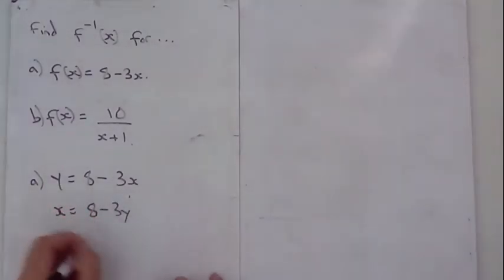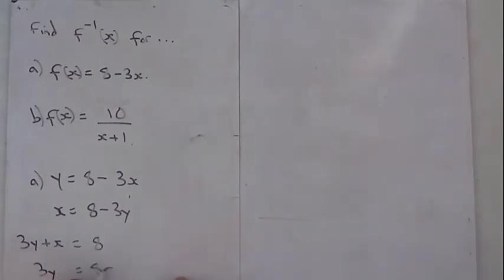So if I want to make y the subject, well, I don't want it to be negative, so I'm going to add 3y to both sides. So 3y plus x equals 8. Then I want to get the y on its own, so I'm probably going to subtract x. So 3y equals 8 minus x. And then I still want the y on its own, so I need to divide by 3. So y equals (8 minus x) over 3.